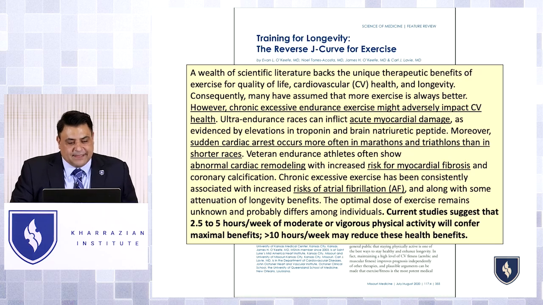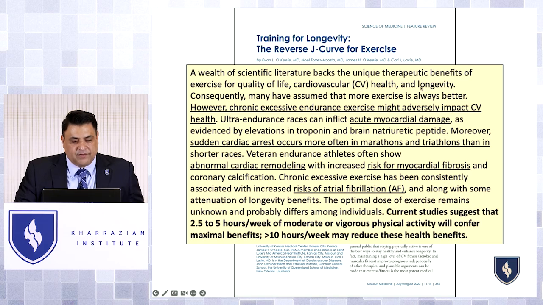So a wealth of scientific literature backs the unique therapeutic benefits of exercise for quality of life, cardiovascular health and longevity. Consequently, many assume that more exercise is always better. However, chronic excessive endurance exercise might adversely impact cardiovascular health. Ultra endurance races can inflict acute myocardial damage, as evidenced by elevations in troponin and brain natriuretic peptide. Moreover, sudden cardiac arrest occurs more often in marathons and triathlons than in short races.